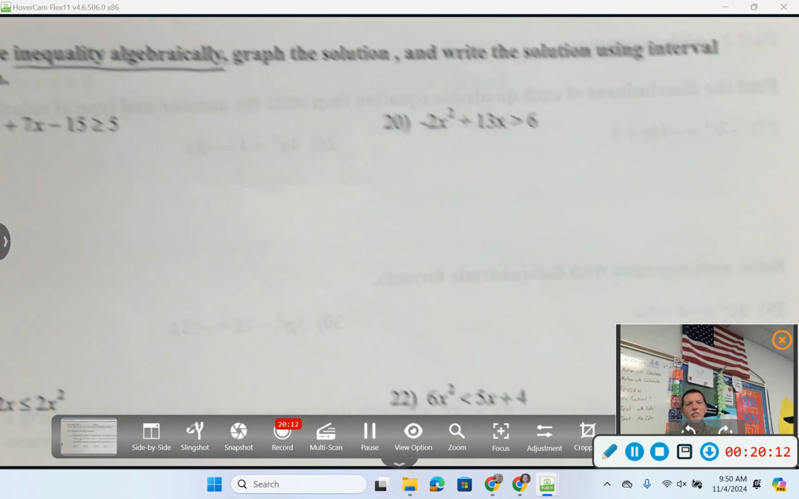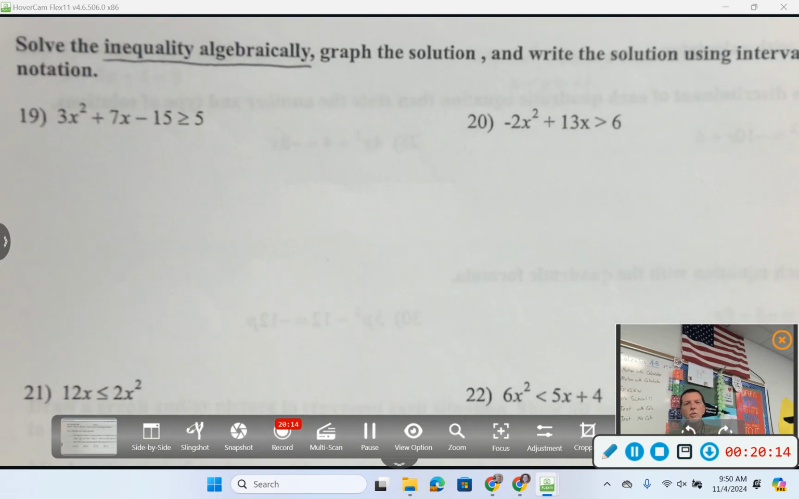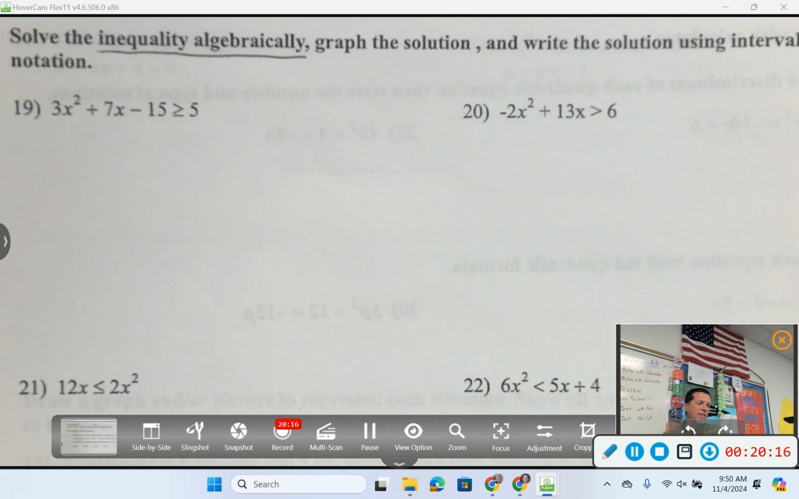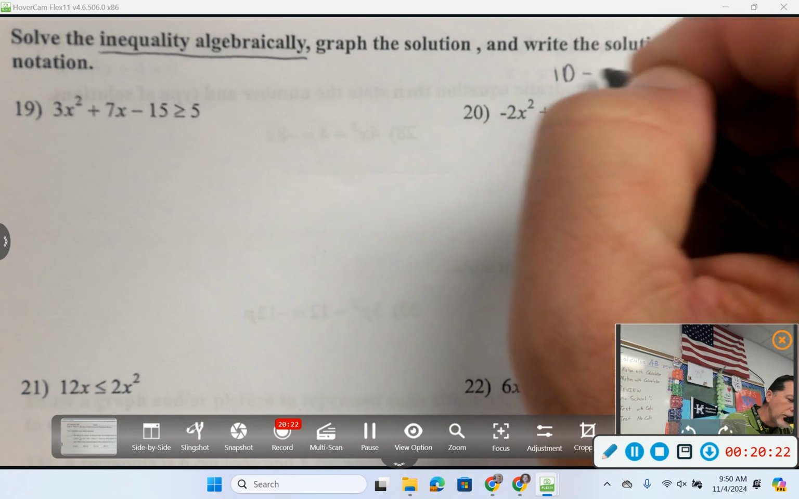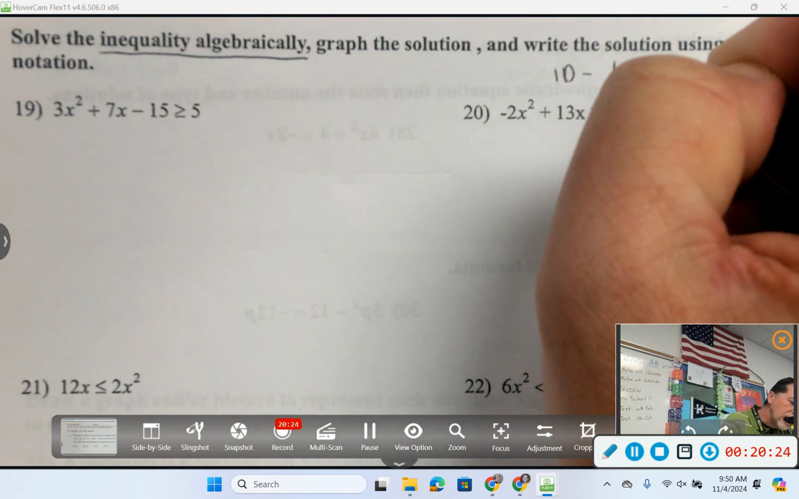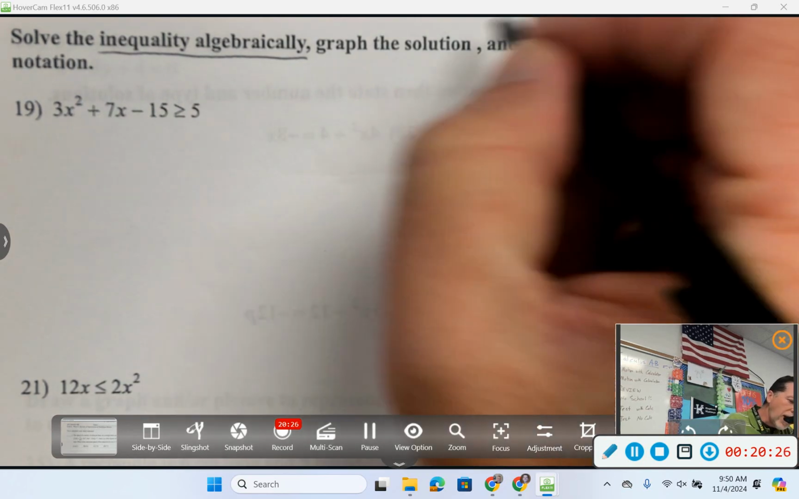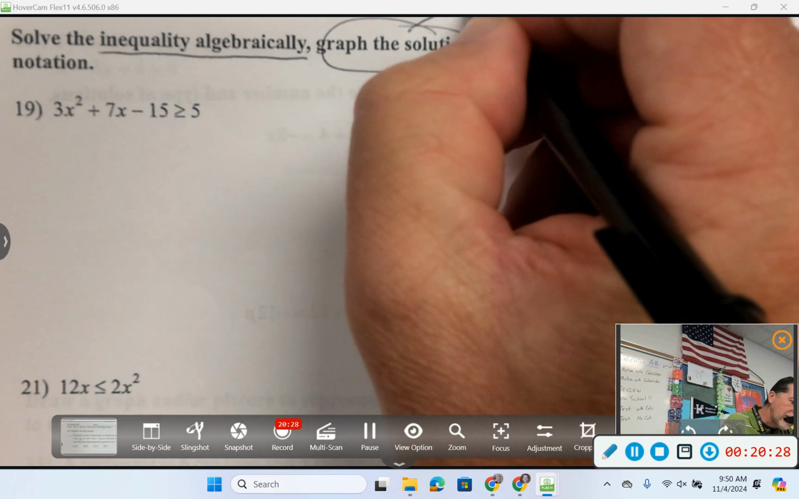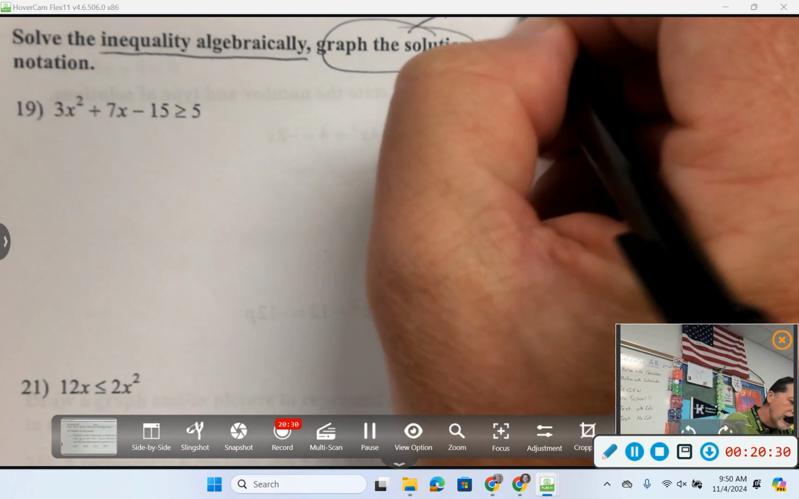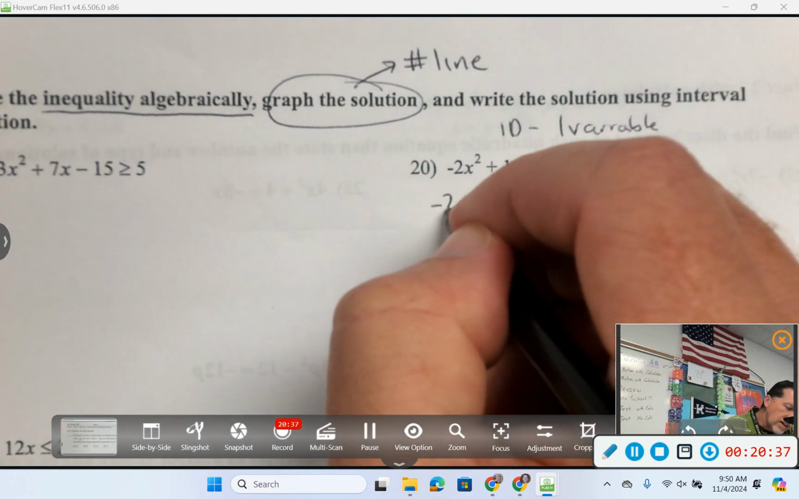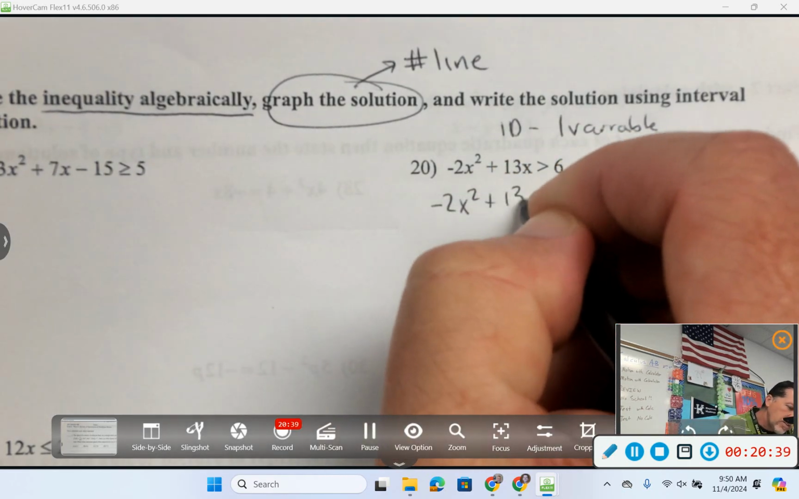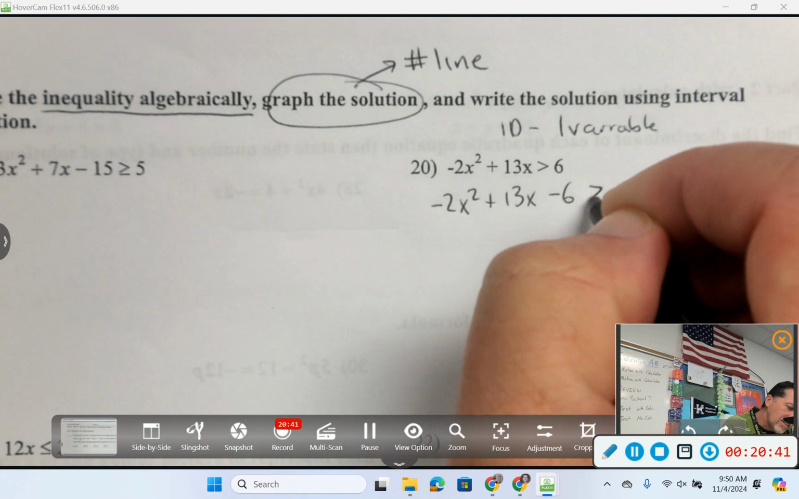Okay, it's not in vertex form. What type of answer am I going to have? Yeah, 2D versus 1D. This is a 1D problem. There's one variable. So my graph will be a number line graph, not an XY graph. Okay, so negative 2x squared plus 13x minus 6 is greater than 0.